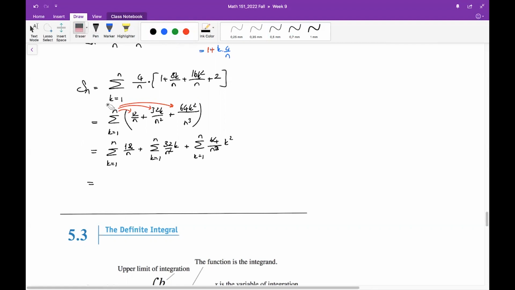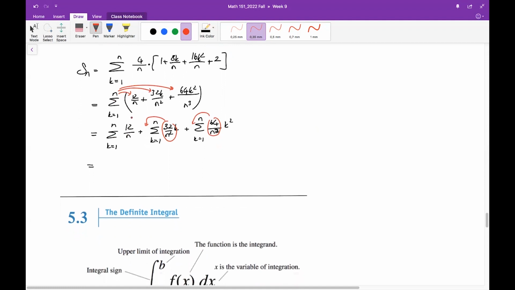And then look at what you have. This thing, 12 over n, does not depend on k, right? And similarly, this expression does not depend on k. This part does not depend on k. You can just take them out. So this is just a constant, right? That's why you can compute the sum of this sigma notation as that constant times the number of terms. So it will be 12 over n times the number of terms, which is n. And here what you have, 32 over n squared, sum of k from 1 to n of k, and take this constant out, 64 over n cubed, sum k from 1 to n of k squared.